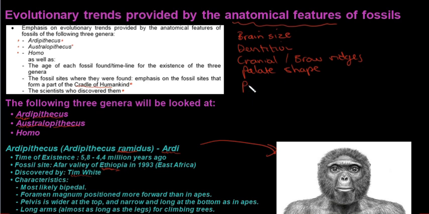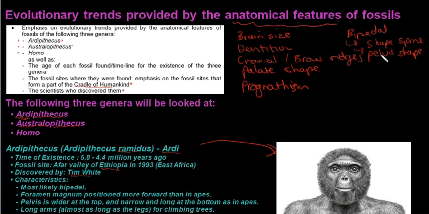what else is there? Prognathism, sorry, I always struggle with that word. And then if they were bipedal, and with that we look specifically at the shape of the spine. We look at pelvis shape, so if it's wide and broad as in the Homo species, or long and narrow as with the apes.